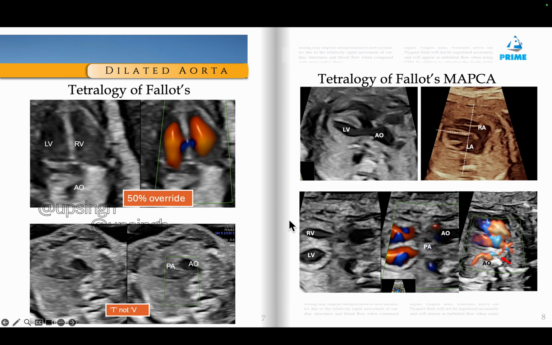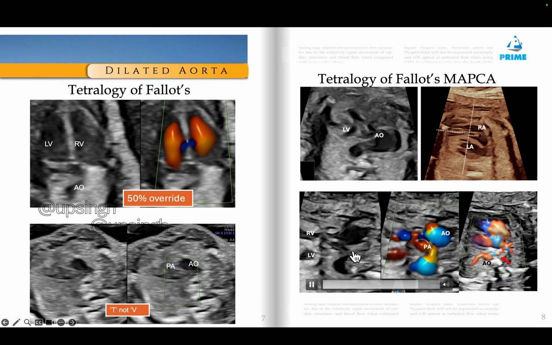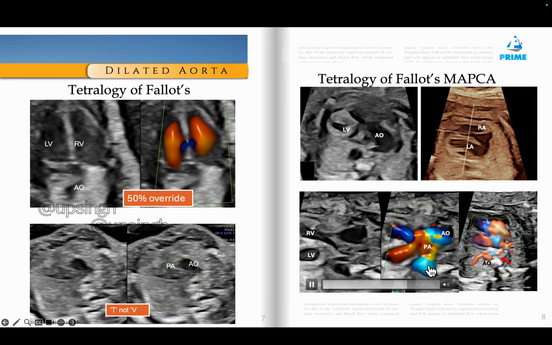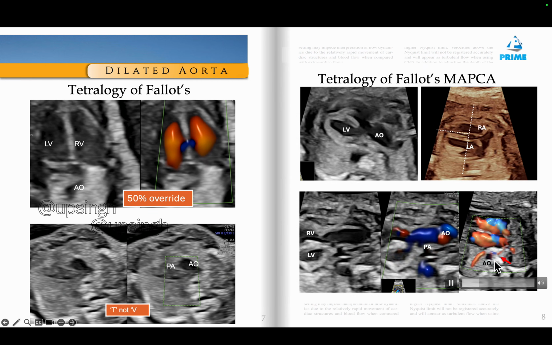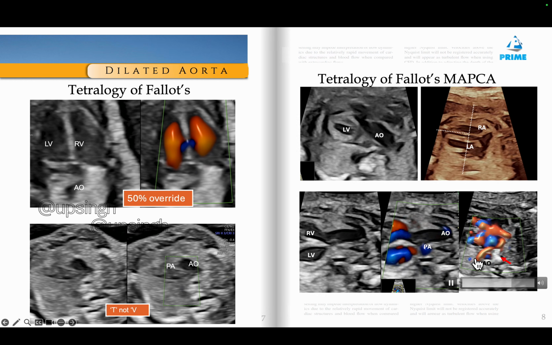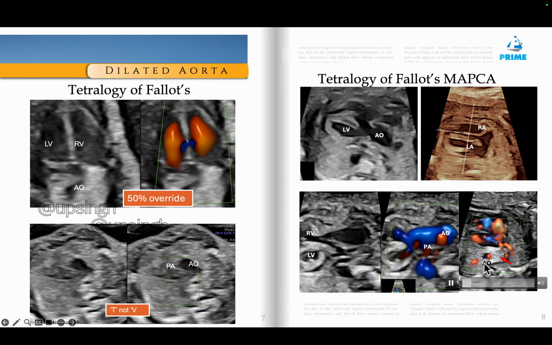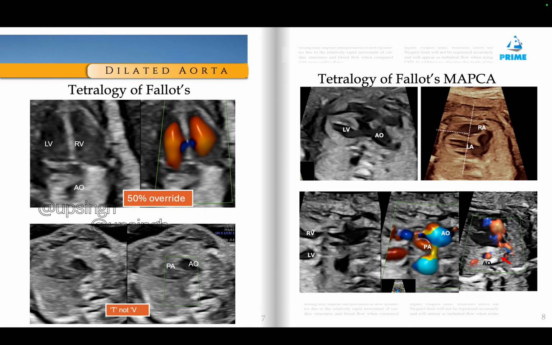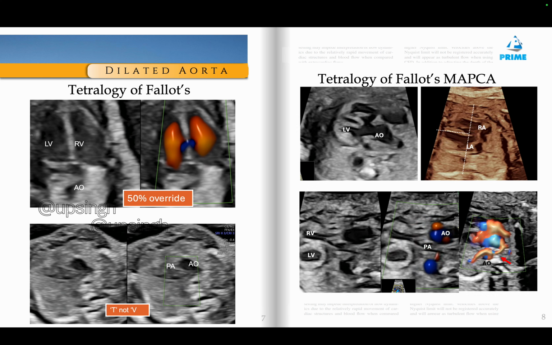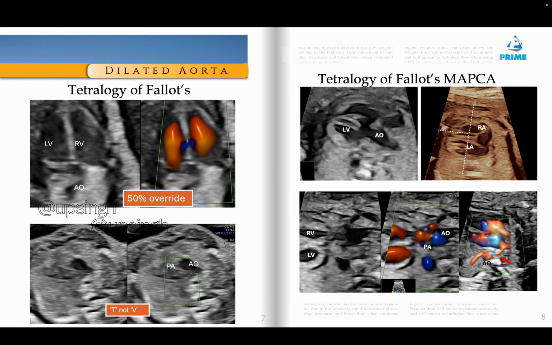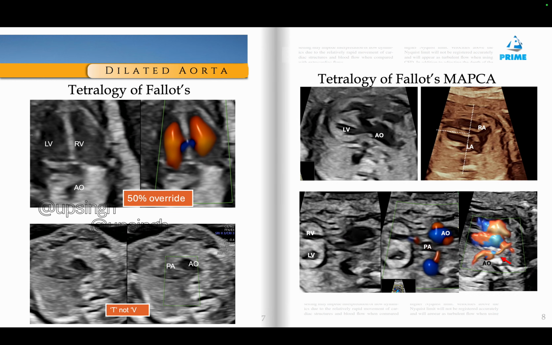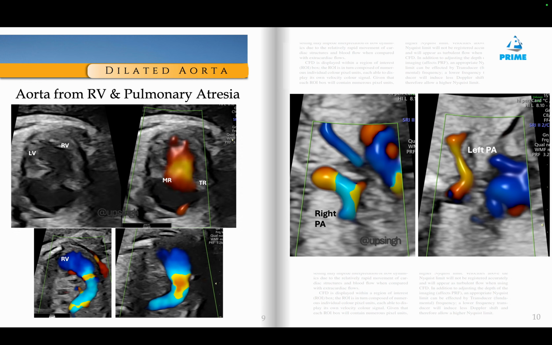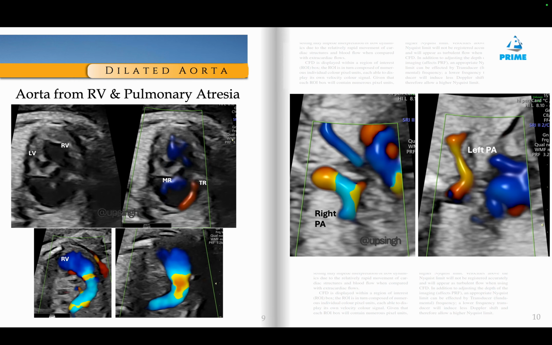So now this is the same patient where you saw the aorta, and then you have a descending aorta where you see the MAPCAs, or major aortopulmonary collaterals, coming out of the aorta. So this is a patient of pulmonary atresia where pulmonary arteries are arising from the descending aorta. So that's another interesting case.